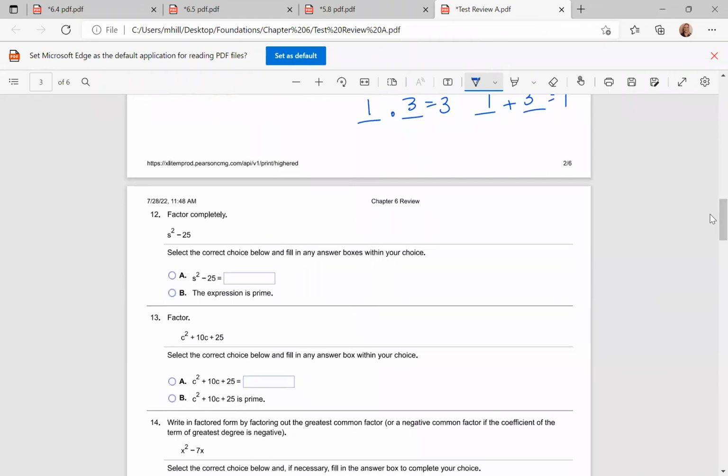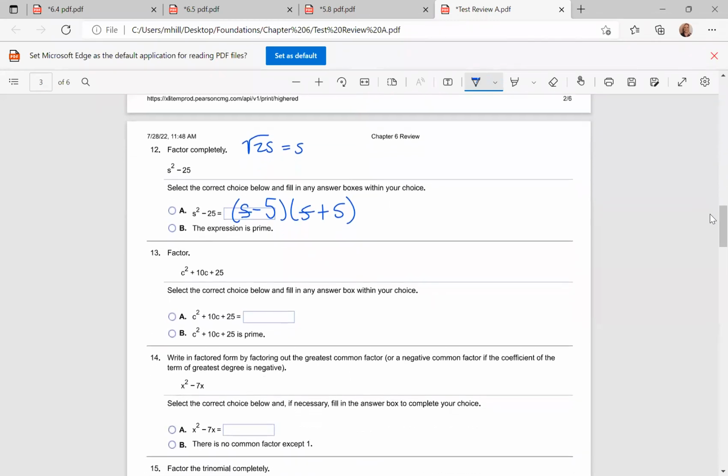Okay. This is called the difference of squares. And when you take the square root of 25, it's 5. So that's how we know it's the difference of squares. When the problem is the difference of squares, it's super easy. All you have to do is put s minus whatever the square root of that number is, and then s plus whatever the square root of that number is. That's called the difference of squares. That works out nice like that.